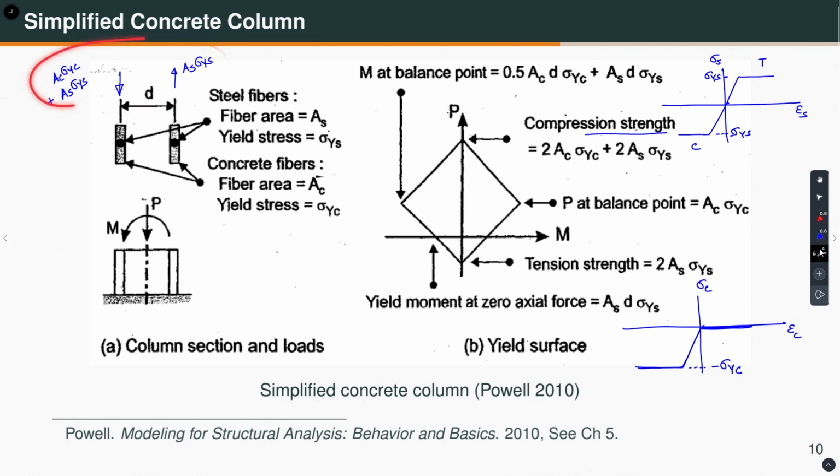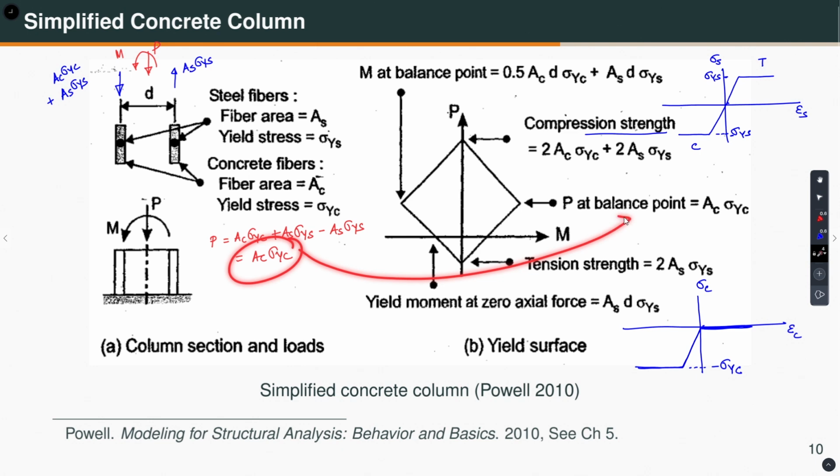Okay. So, if this is the case, then what is the resultant force? Well, the resultant force is the sum of the two. This is the resultant P, and this is the resultant moment M. So, how do I calculate P? Well, P is equal to A_C sigma_YC plus A_S sigma_YS minus A_S sigma_YS, which is going to give me A_C sigma_YC. Okay. So, this is what is written here.